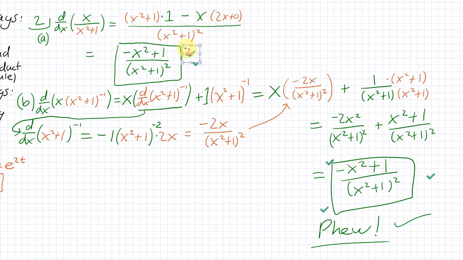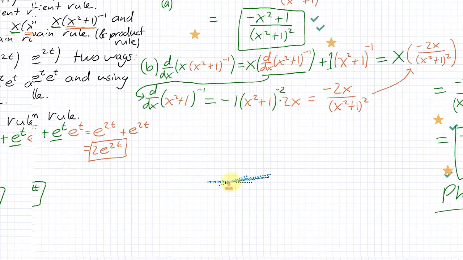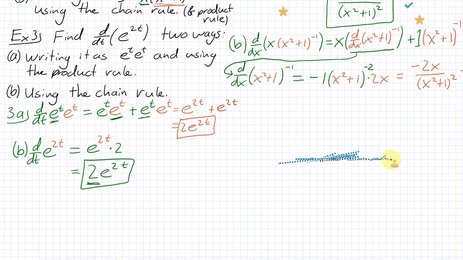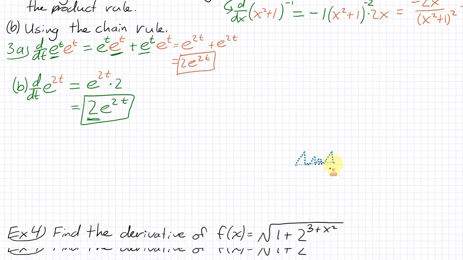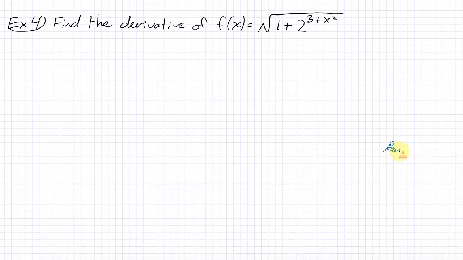We got the same answer using the chain rule and the product rule together as we got using the quotient rule. And here's a gold star for you if you got through all of that. That is an excellent amount of determination you just showed, and calculus skills as well. So let's go on to the next one. This is also a really mean one.